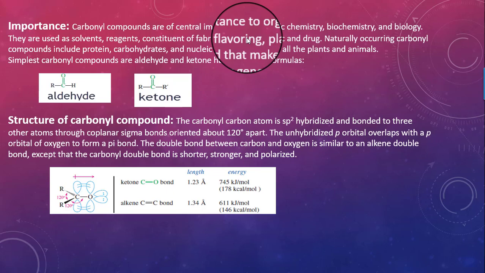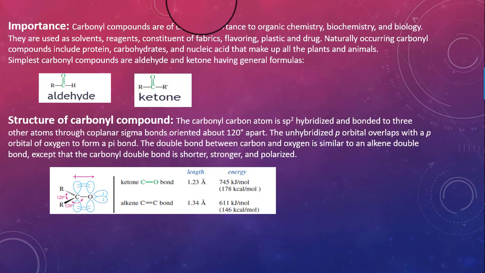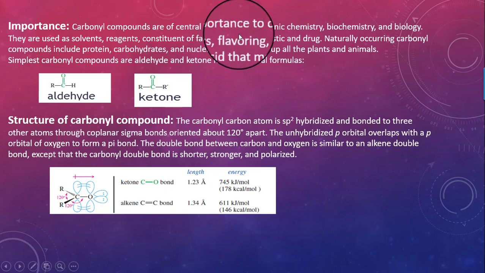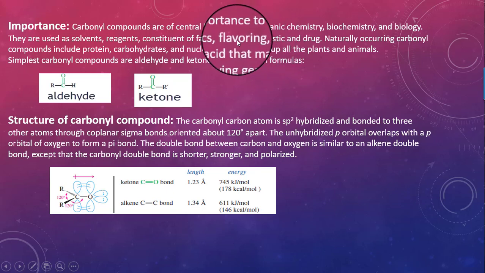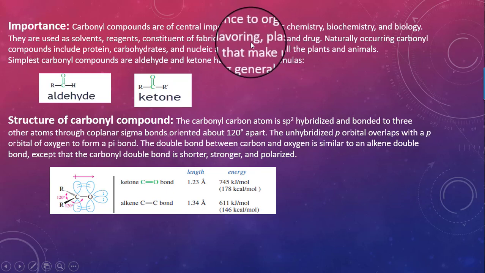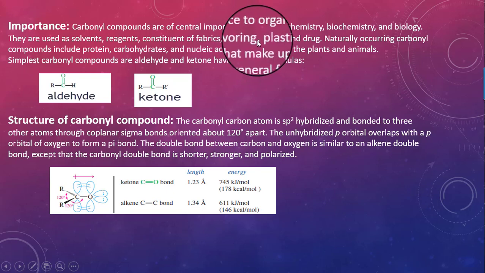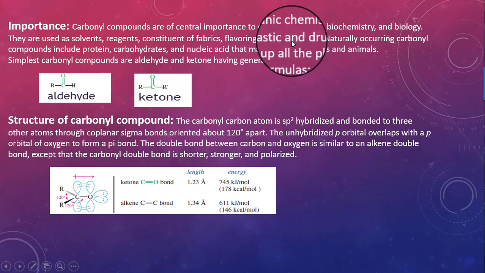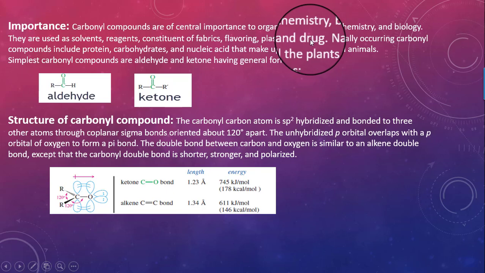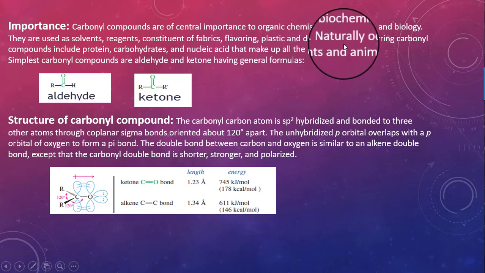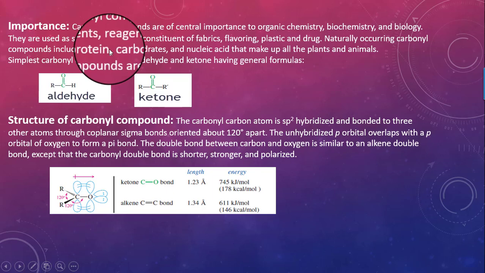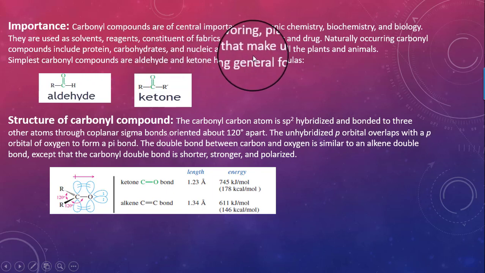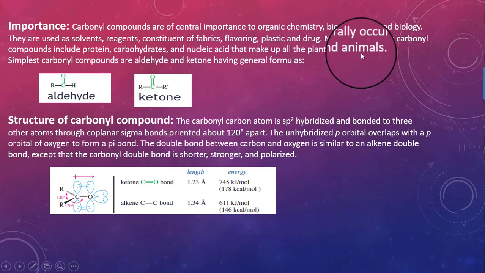Similarly, acetophenone has a pistachio flavor and it is mostly used in ice creams. And vanillin has a vanilla flavor and it is mostly used in perfumes and food materials. Carbonyl compounds are used to make plastic, like formaldehyde is used for manufacturing of bakelite, and many carbonyl compounds are used in drugs. Naturally occurring carbonyl compounds include proteins, carbohydrates, and nucleic acids that make up all the plants and animals.